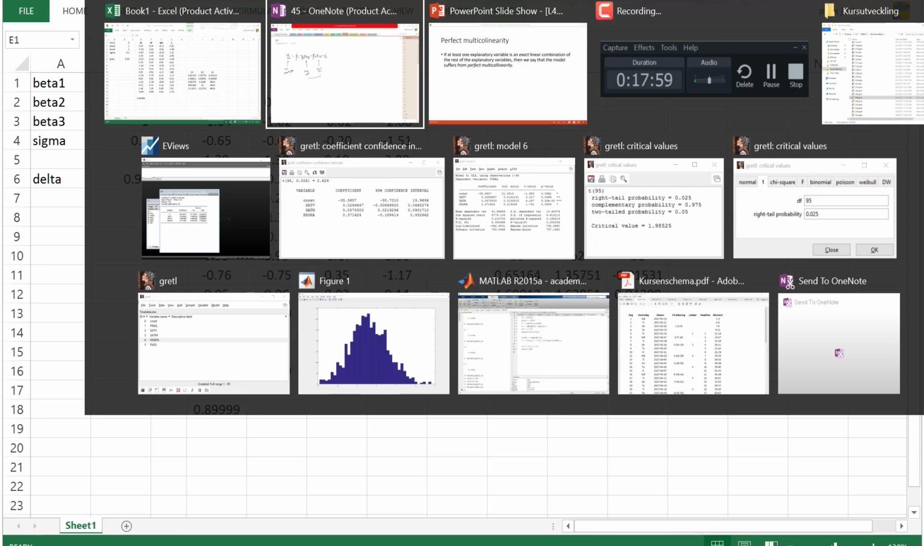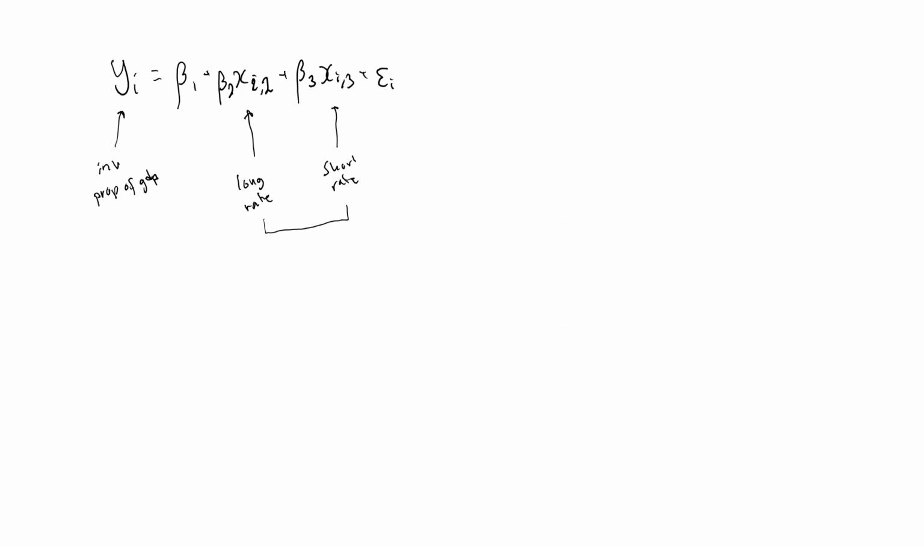In the sense of our example, what would perfect multicollinearity be here? Well, that would be if the data for the long run interest rate was exactly the same as the one for the short rate. So if all my long run interest rates were the same as the short run interest rates, I would have perfect multicollinearity. It would also happen if the difference between them were constant for all countries. So if the long rate was say 0.1 above the short rate for every country, then I would have a linear combination as well and perfect multicollinearity.